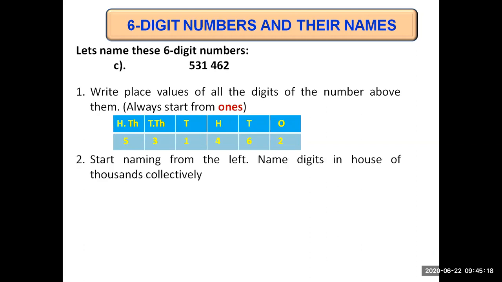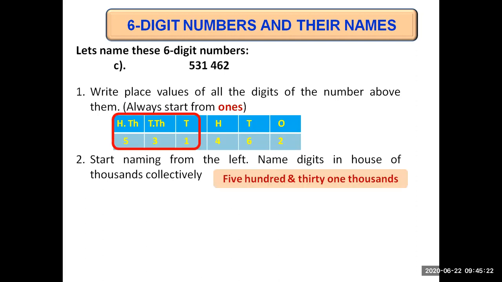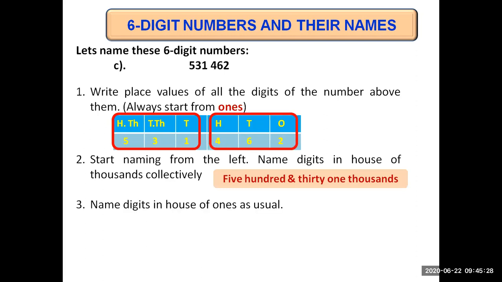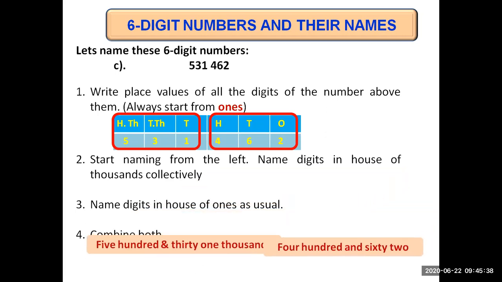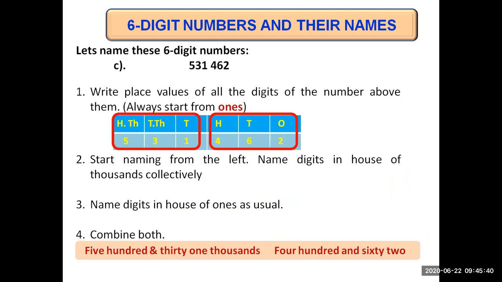Start naming from the left. Name digits in the house of thousands collectively. It is 531 in the house of thousands, so we say it's 531 thousands. Name digits in the house of ones as usual. 462 means 462. We don't say 462 ones. We just say 462. Combining both, we get the number name 531,462.